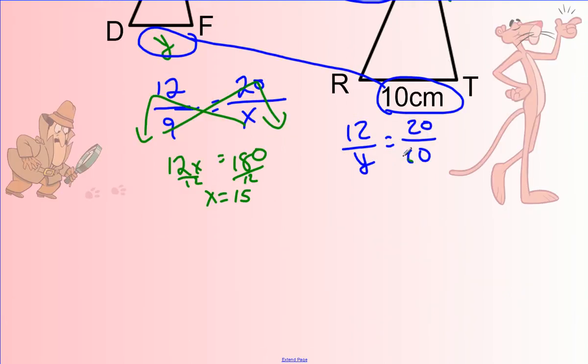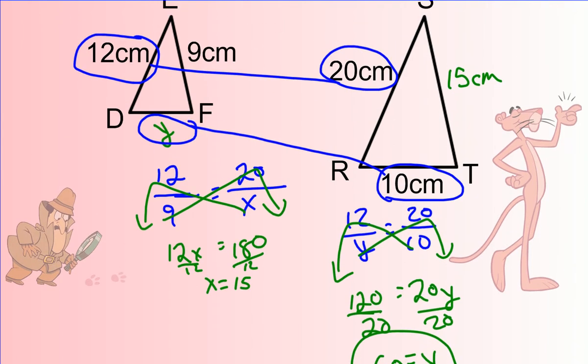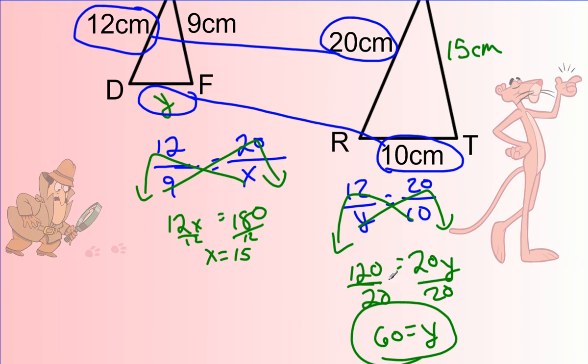Let's see. That times that is 120. That times that is 20y. Divide both sides by 20. And y equals 60. That seems really far off. Ah, I have an extra zero in there I don't need. It's 6, not 60. So my missing side, that makes more sense to me, should be 6 centimeters. And there we go. We use proportions to find our missing side.